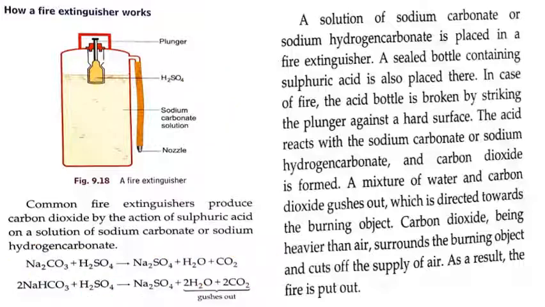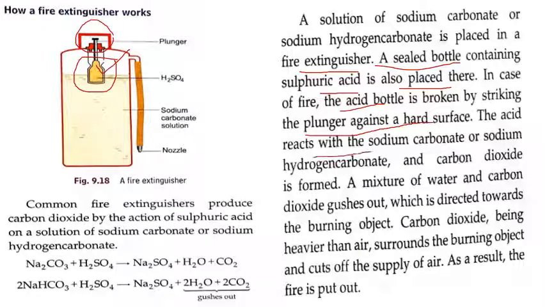A solution of sodium carbonate or sodium hydrogen carbonate is placed in a fire extinguisher. A sealed bottle containing sulfuric acid is also placed there. This one. This is the sealed bottle that is containing sulfuric acid. In case of fire, the acid bottle is broken by striking the plunger against a hard surface. This is the plunger that they are talking about. So this is a sealed bottle and when there is a fire, we have to extinguish it. Firstly, you have to break this plunger by striking any hard surface.